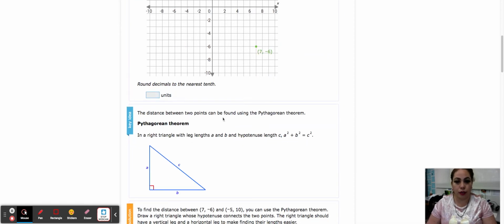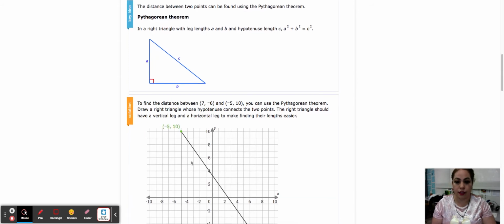All right, the distance between 2 points is the Pythagorean theorem, in a right triangle only. The length A and B and the hypotenuse length C: A squared plus B squared equals C squared. So here are the two legs, which are A and B, and the longer side is C. How else would I know the longer side is C? Because the 90-degree angle is opposite to the C.